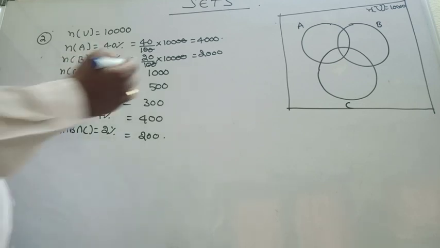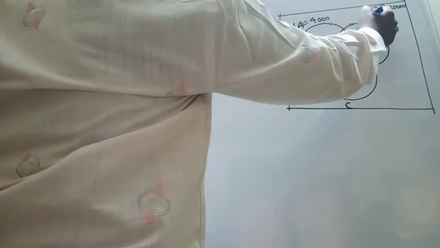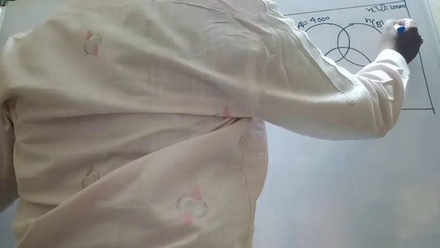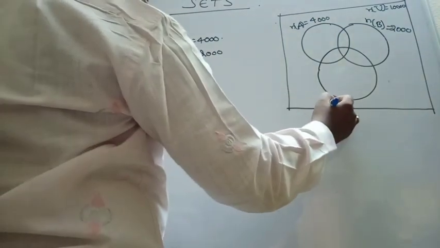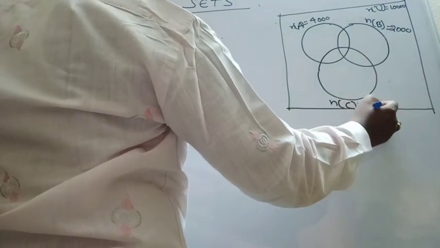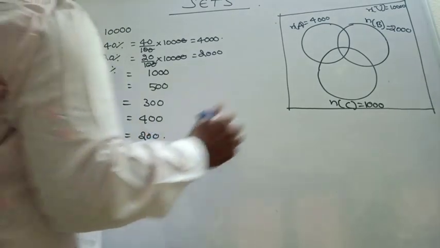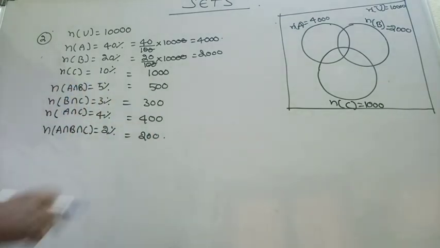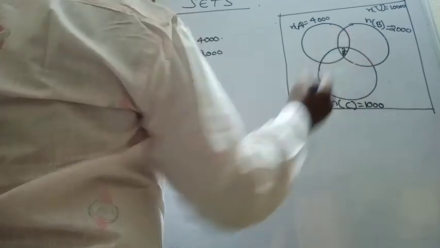Now let us say n of A is equal to 4,000. N of B is equal to 2,000. And n of C is equal to 1,000. Now all the three newspapers were bought by 200. This is actually 200 you have here, right?